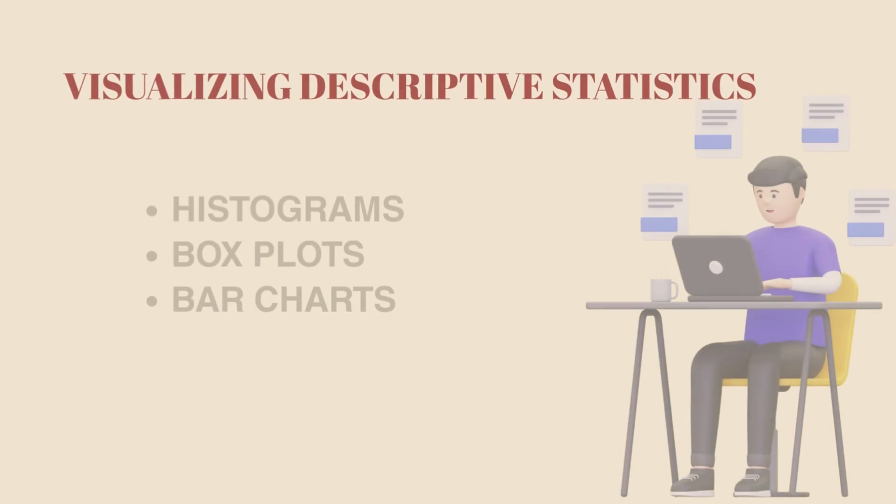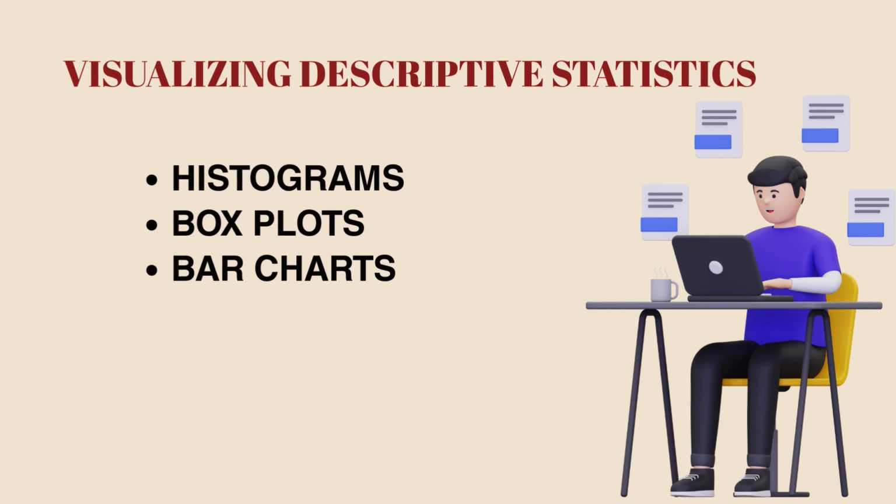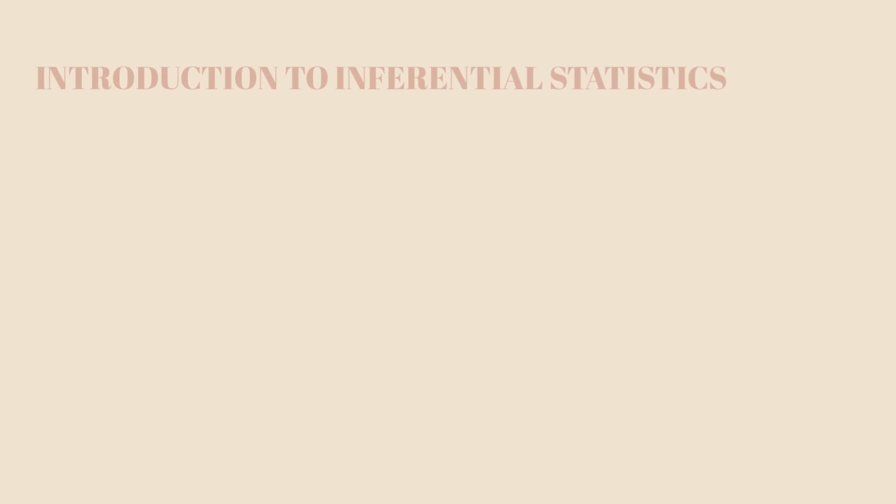Visualizing descriptive statistics. Charts support descriptive statistics. Histograms show distributions, box plots highlight spread and outliers, and bar charts summarize categories. Visuals make statistical summaries easier to interpret.